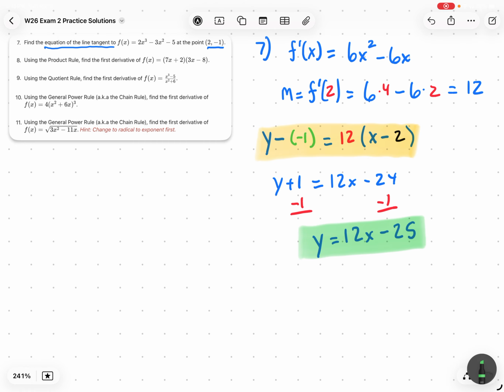So this is the first question where we really had sort of a multi-step situation. I had to find the slope first using the derivative, and then from there I used my linear equations and algebra to finish this thing off.